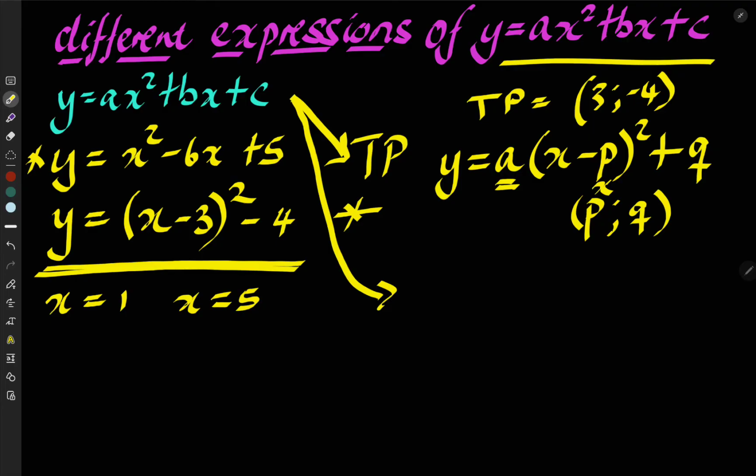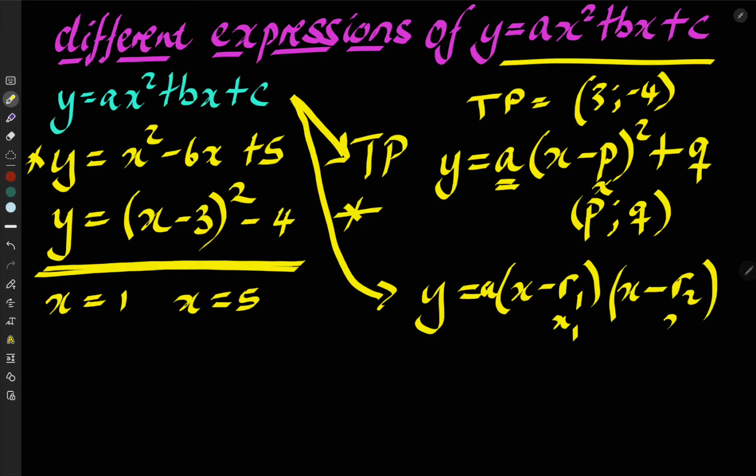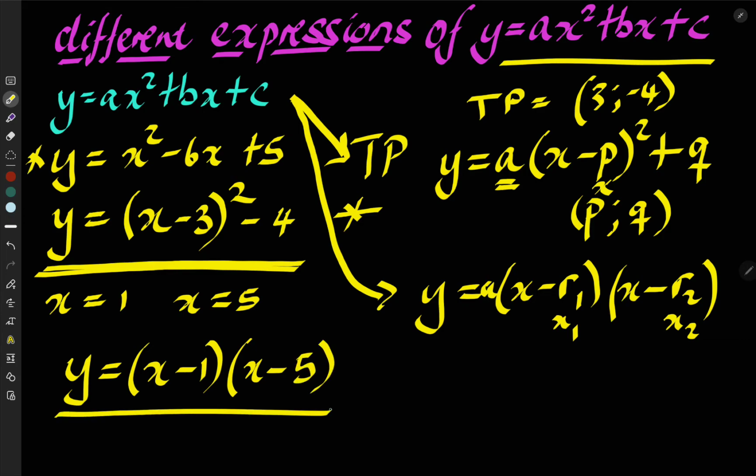So if you have got the roots, you can express this in the root format, which is y is equal to a, bracket x minus root 1. Some want to call it x1, but I like root 1. Then bracket x minus root 2, which is the x2 as well. Because we have the roots 1 and 5, you just say y is equal to a, and your a is just 1 again. So in a bracket, x minus 1, bracket x minus 5. And there you have it.